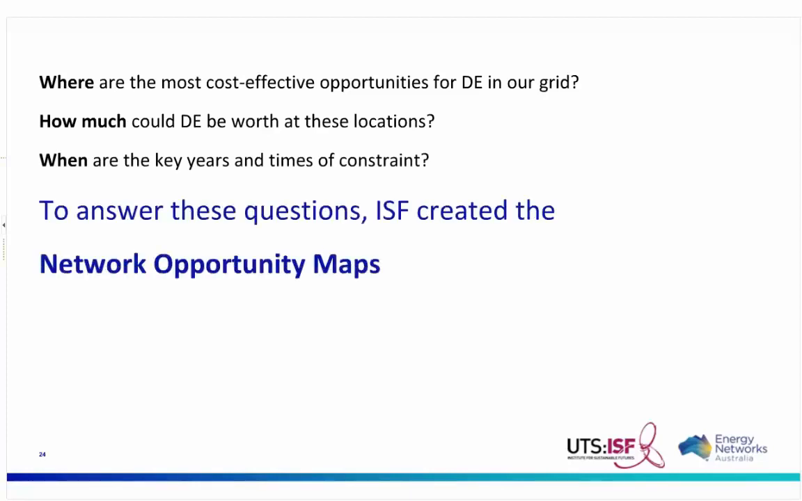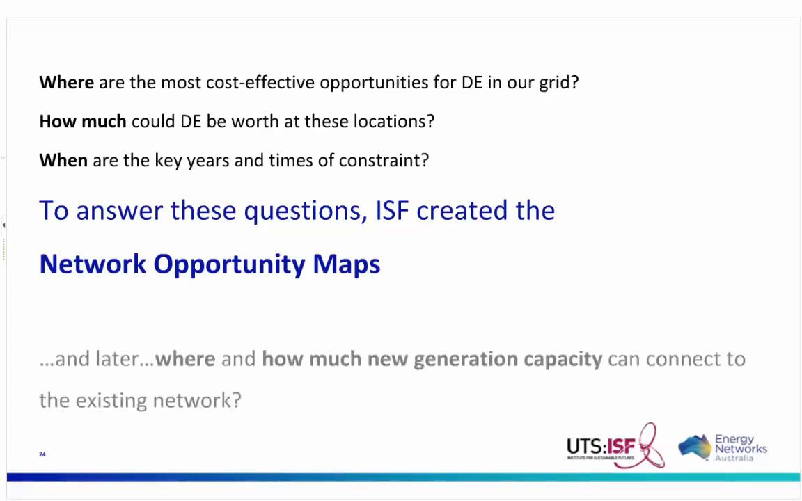And so we went out there and did so, and once we had actually built our mapping prototype, we had a lot of stakeholder feedback that said, actually, while you're there, we would really like to know where and how much new generation capacity can we actually connect to the existing network. So that's an additional question that we've come back to bolt on to the family of network opportunity maps, and that's what we can answer with what we'll demonstrate here today.